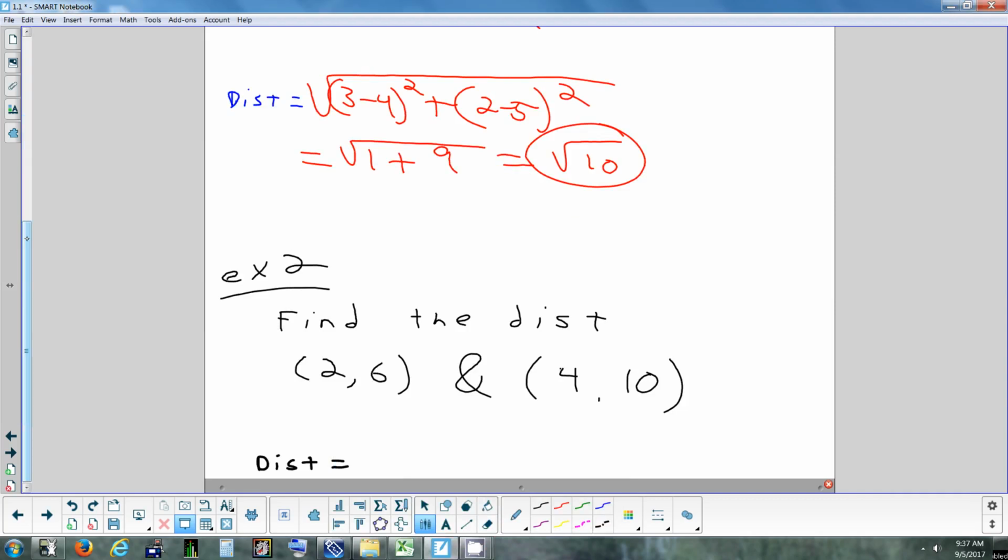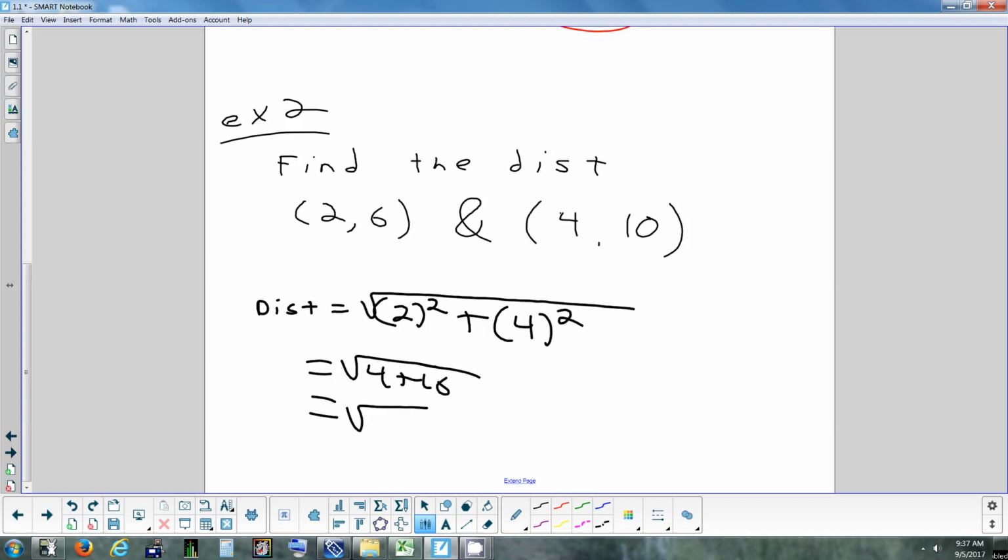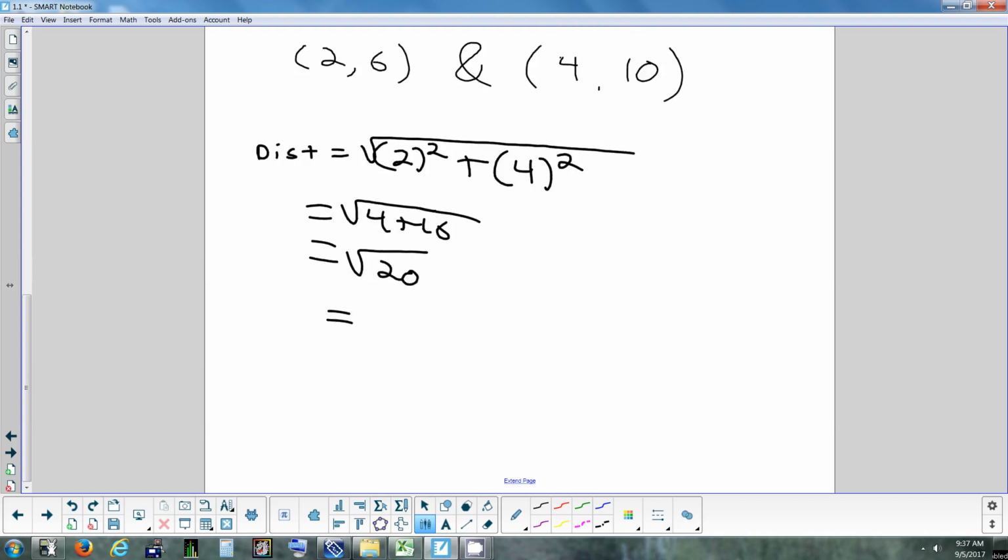All right, so let's take a look. I'm going to assume that people were okay, at least getting to the step we did in the last problem. So how many people got square root of 20? Okay, so if you got square root of 20, then you're on the right track. So I'm going to do 4 minus 2, which is 2 squared. I'm going to do 10 minus 6, which gives me 4 squared, and then I get the square root of 4 plus 16, or square root of 20. But square root of 20 is not the final answer.